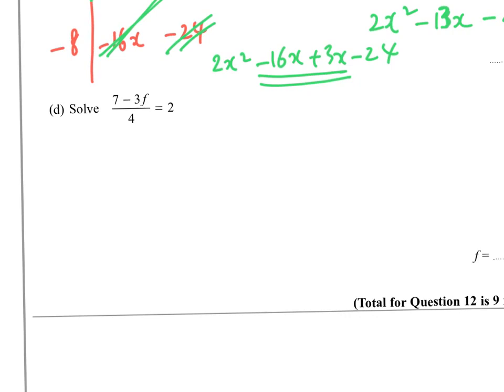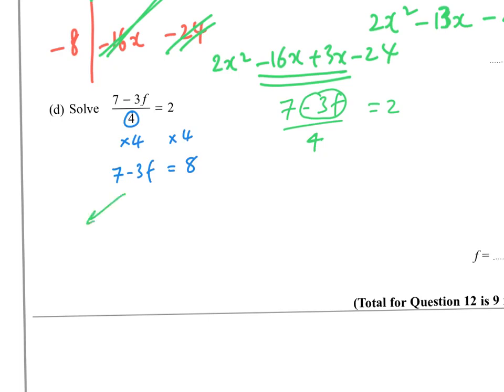I think for this one, you don't want this denominator of 4 to be here, so I'll definitely times both sides by 4, and I'll have 7 minus 3f equals 8. I think a common mistake here with this question would be to add 3f to both sides. Well, it's not 3f because it's all being divided by 4, so it's actually 3 minus 3/4 f, so be very careful there.